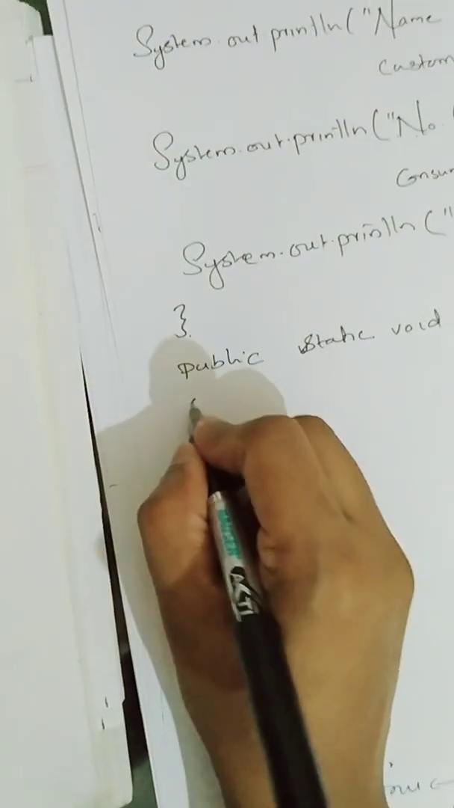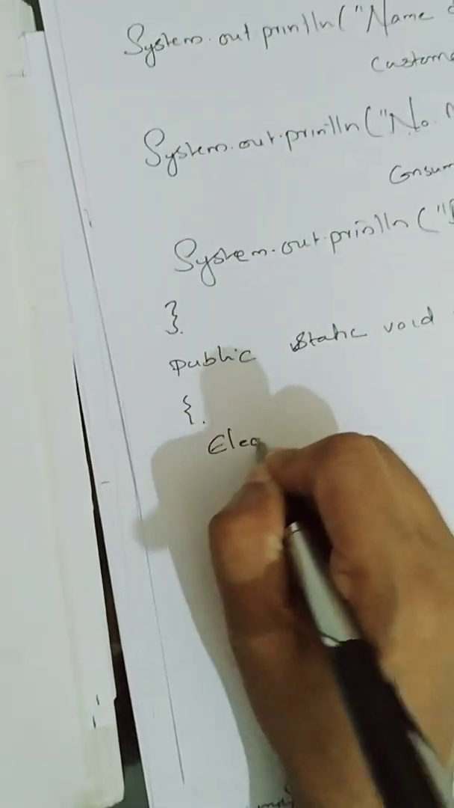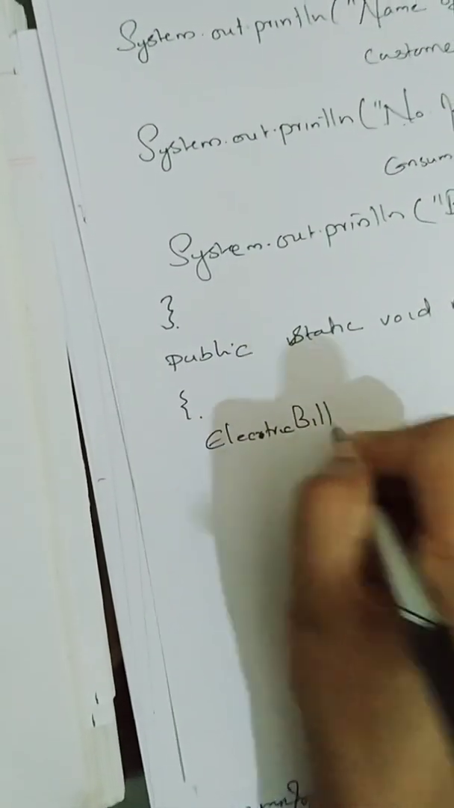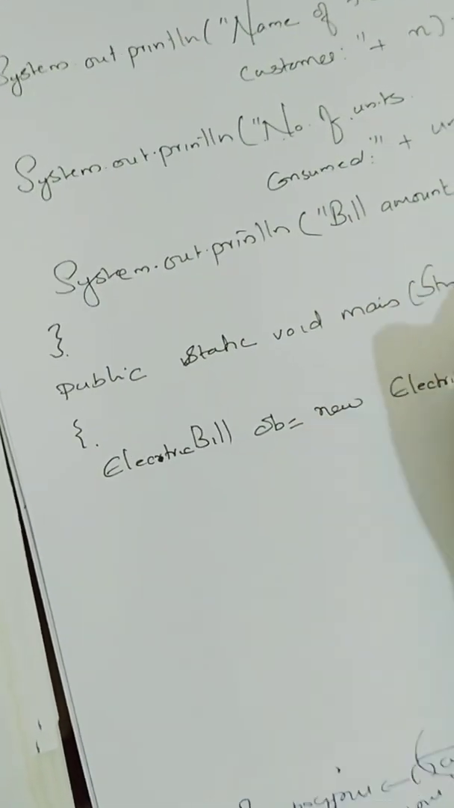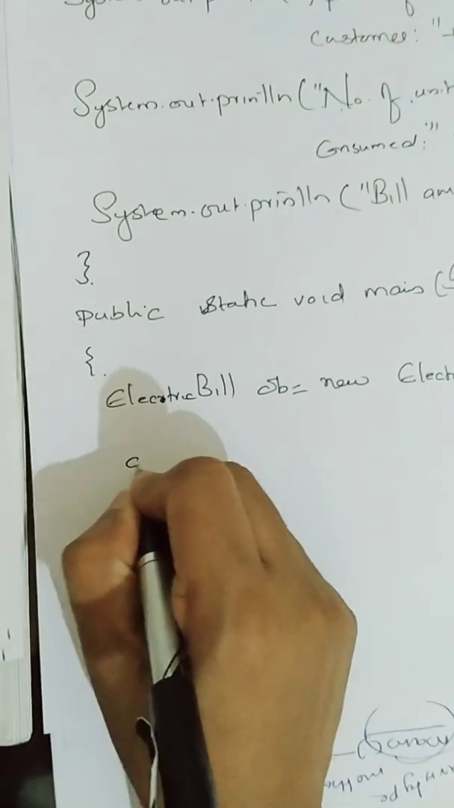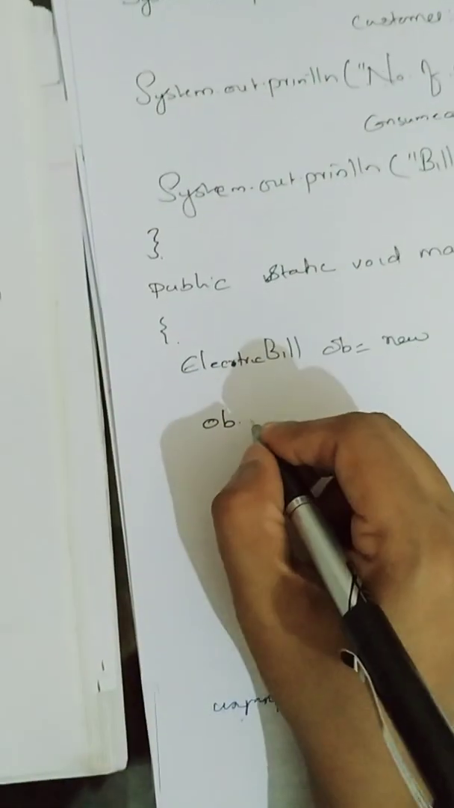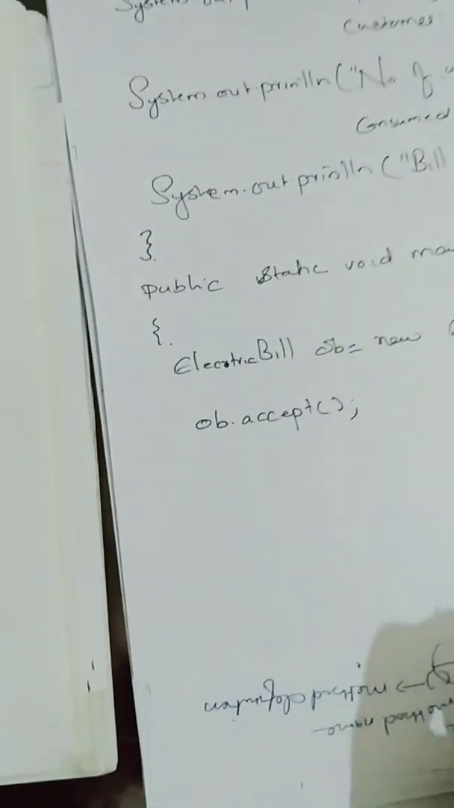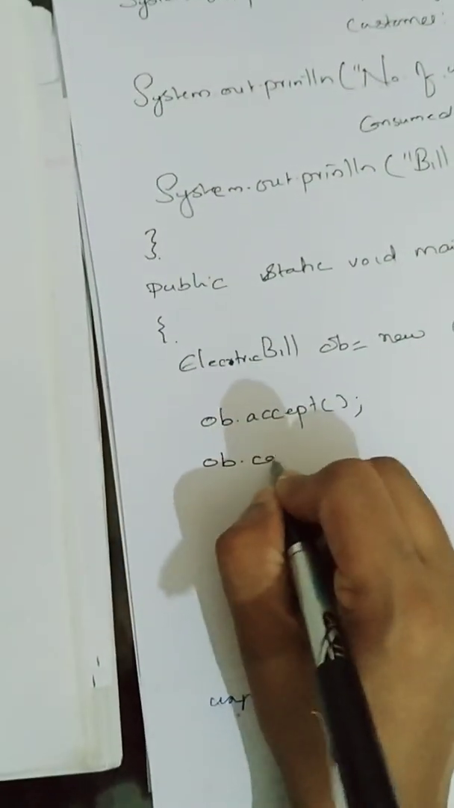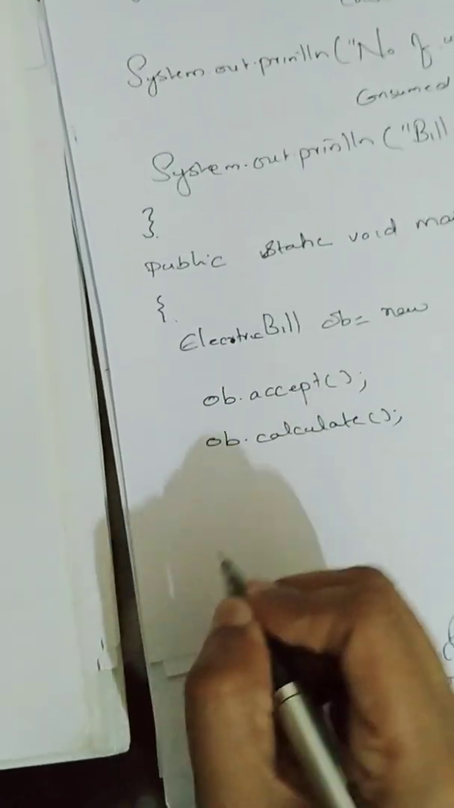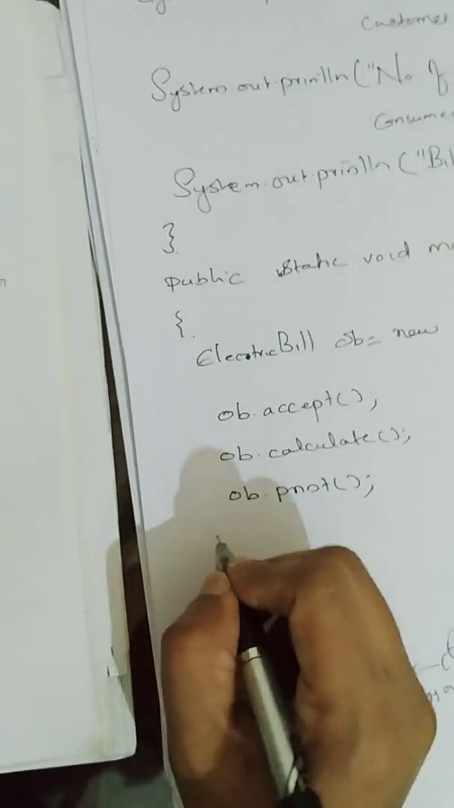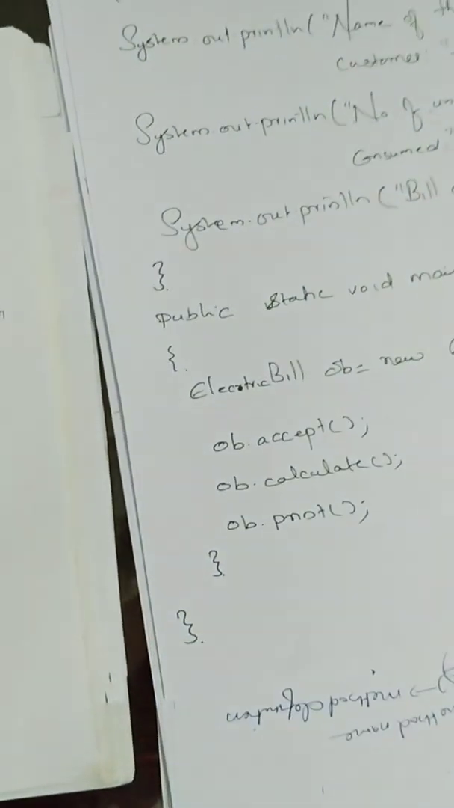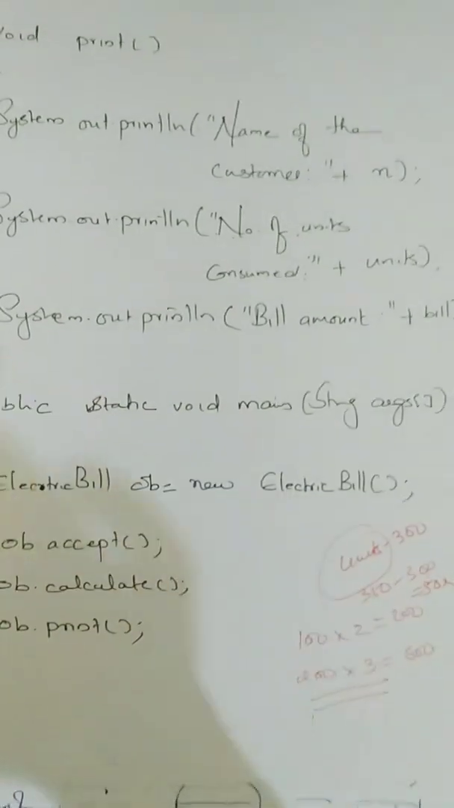I am writing the main method and I am going to create an object of the class, that is electric bill OB is equal to new electric bill. Object created. Now I am calling each one by one. First you have to call accept, then only we can get the value. So I have called accept. Next I will call the calculate, then only calculation will be done. And finally I will call OB dot print. Now we will close the method and now we will close the class. This way you will write the program of electric bill.